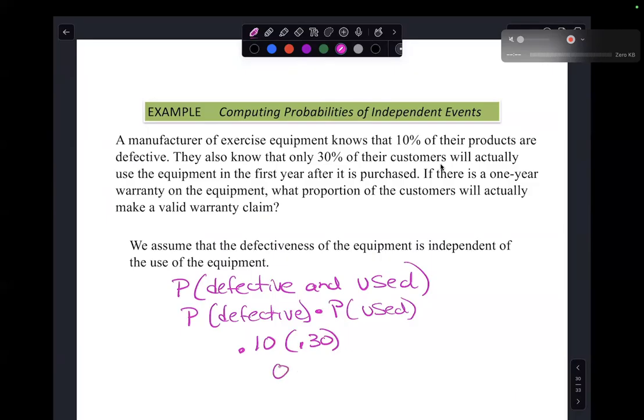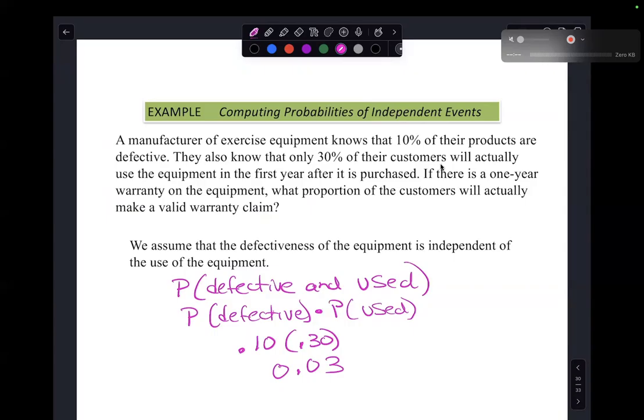So it's 0.03. Look at you doing it in fractions and stuff. That's crazy. Perfect, though. That's good. So we have about a 3% chance that the product is defective and it was used within that first year. Companies frequently will do this. They're like, do I spend the money it's going to cost to fix whatever is defective, or test every single one of them to find out if they're defective? Should I spend that money or should I gamble on whether or not people are going to actually use the product and whether or not they're going to get a defective one?